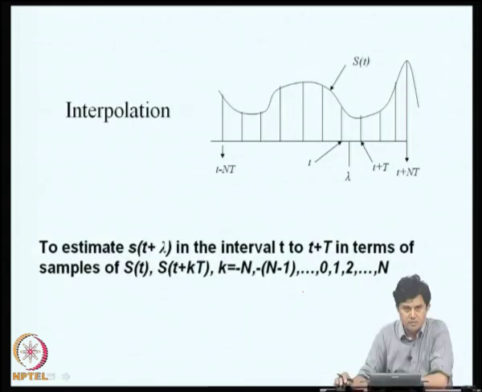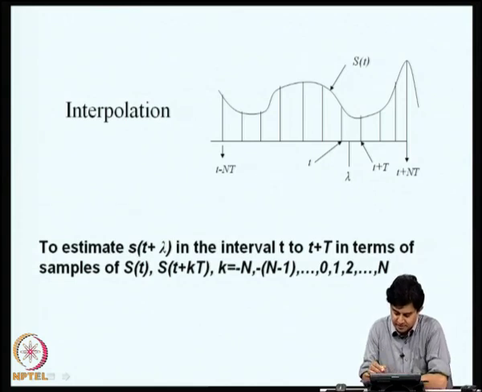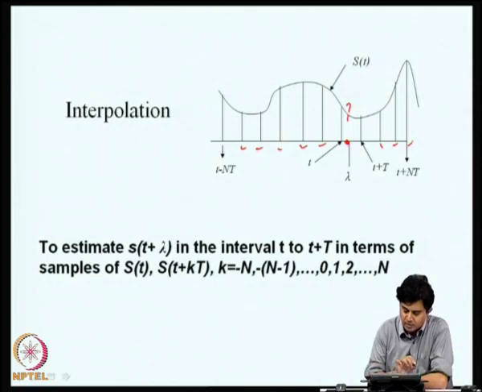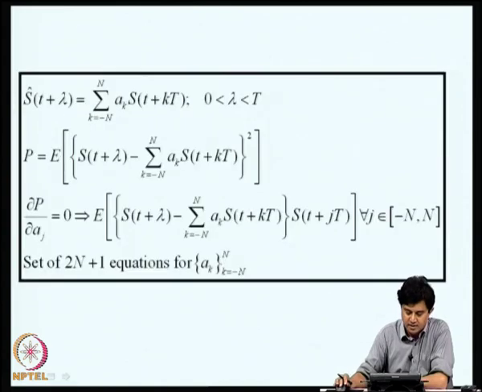We can consider further problems like the problem of interpolation, where the problem is to estimate S of t plus lambda. That means somewhere here this value we do not know; we have not observed it, in terms of samples of S of t at these discrete time instants. This problem is used, for example, in developing structural matrices in the stochastic finite element method, where these are the nodes and we interpolate the random fields within the nodes using this logic that we are discussing. That is one of the tools used in stochastic finite element methods.